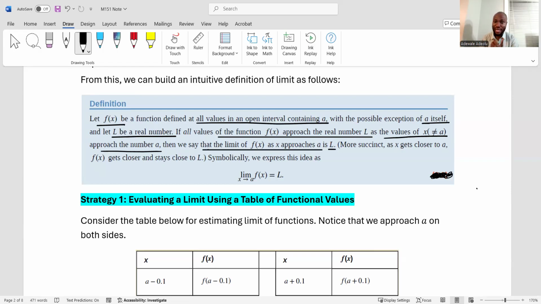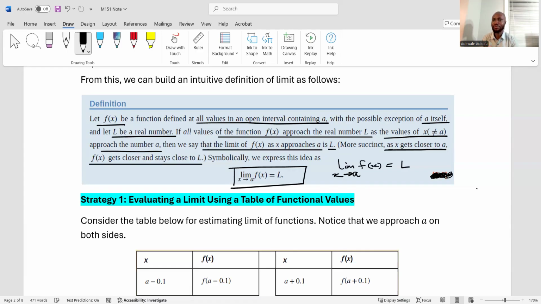More succinctly, we can say as x gets closer to a, f of x gets closer and closer and closer and stays close to that value L, which is the same thing as what I've shown you the other time. The limit as x, that input, gets closer and closer to that particular point, the function is some number in general.